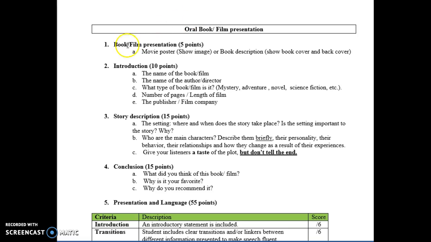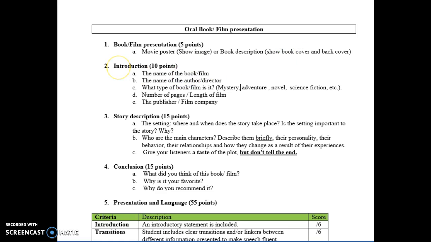All right, so the first thing is your presentation should show, if it's a movie, the poster of the movie or the publicity image of the movie, and if it's a book, the book cover. So the front and the back cover, so people know what it looks like. Now, if you have the book, well, that would be wonderful. But in terms of the movie, unless you actually have a DVD, you would show the image.